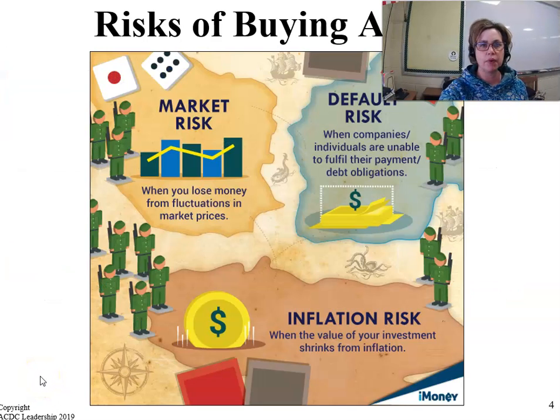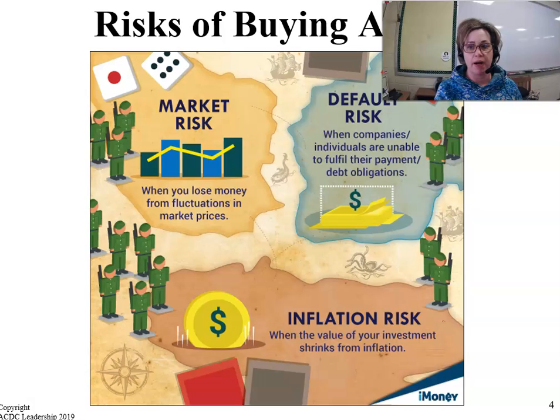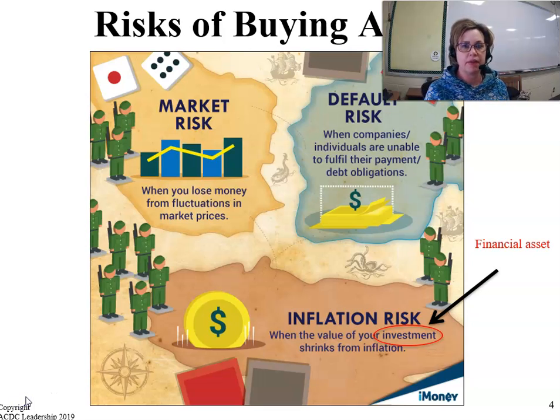Buying assets comes with a variety of risks. You can have market risk, the chance that you might lose value as market prices fall and rise. Default risk refers to the chance that companies are unable to fulfill or pay their debt obligations, and you have this kind of risk with bonds. Or inflation risk, that the value of your investment could shrink or be reduced because of prices going up. Again, remember that the word investment here we're referring to as financial assets.